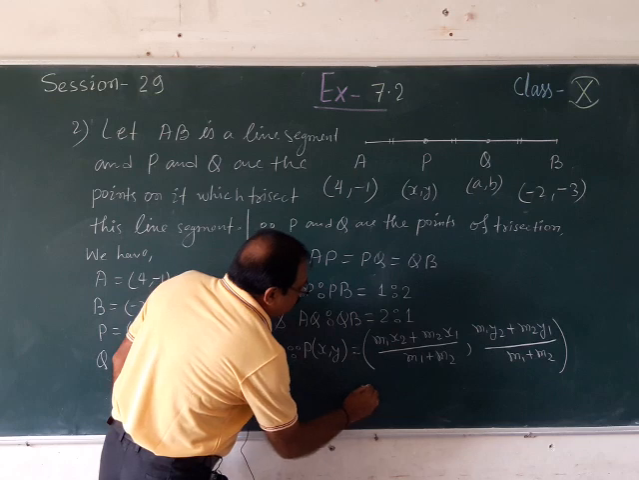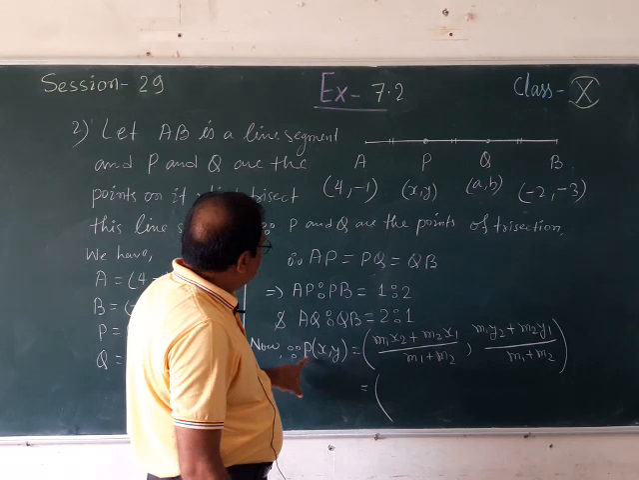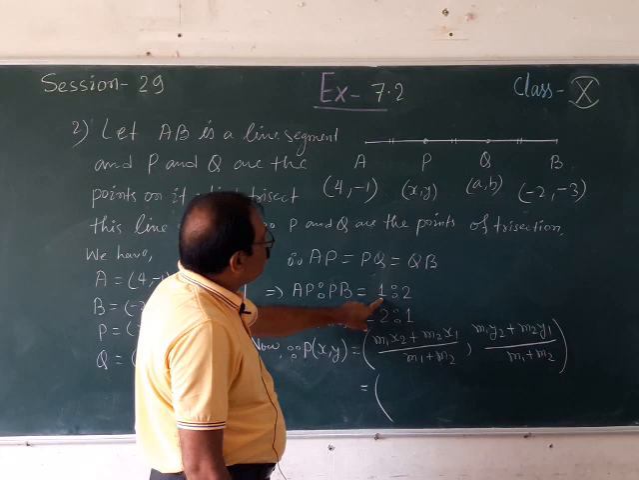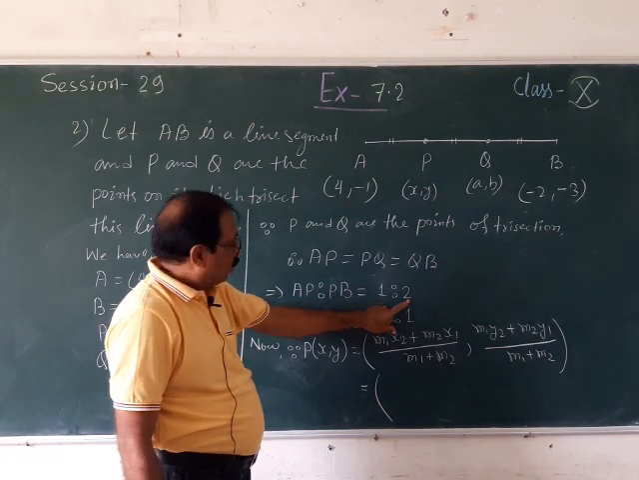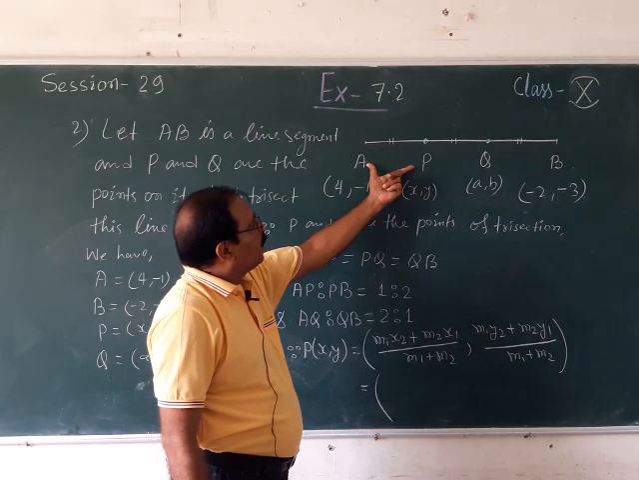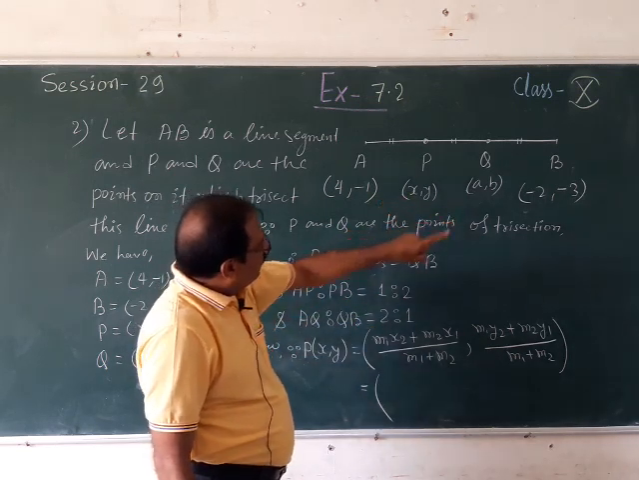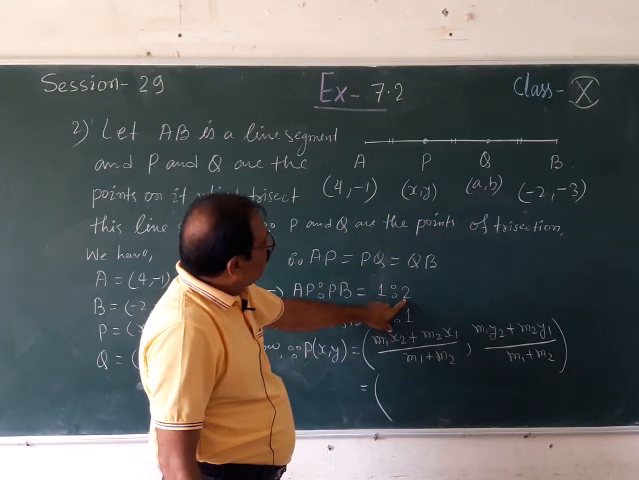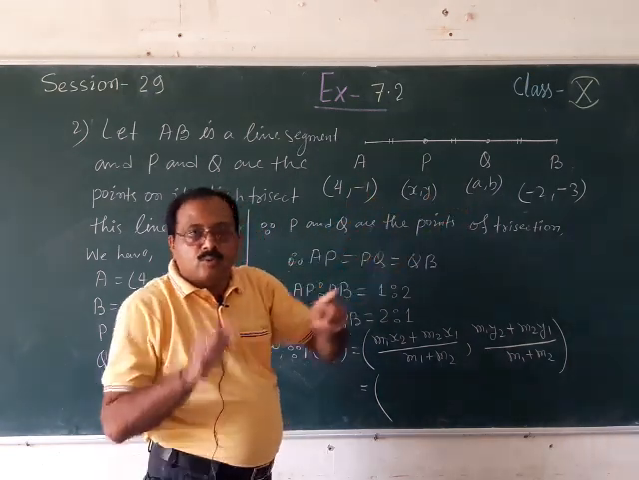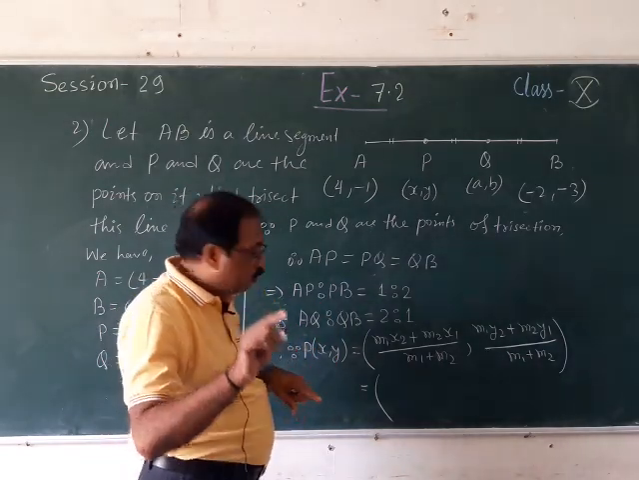Now we need to apply the formula for this point P. What is the value of m1 in case of point P? So for point P, here you can see m1 is 1 and your m2 is 2. This is AP, the distance of AP is showing you, that is 1, and for PB it is written here 2, because point P divides this line segment in the ratio 1:2. So the value of m1 is 1 and the value of m2 is 2.